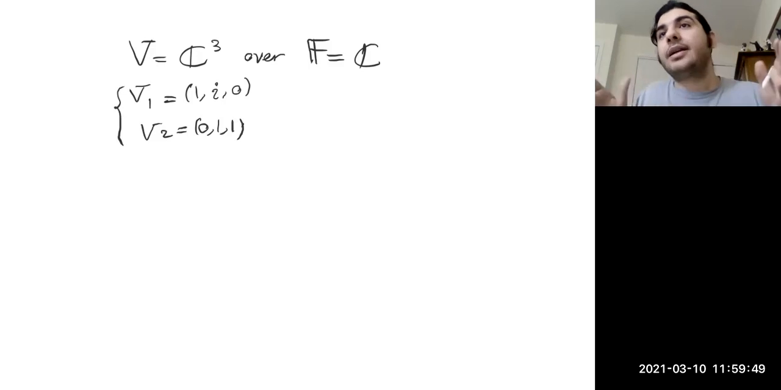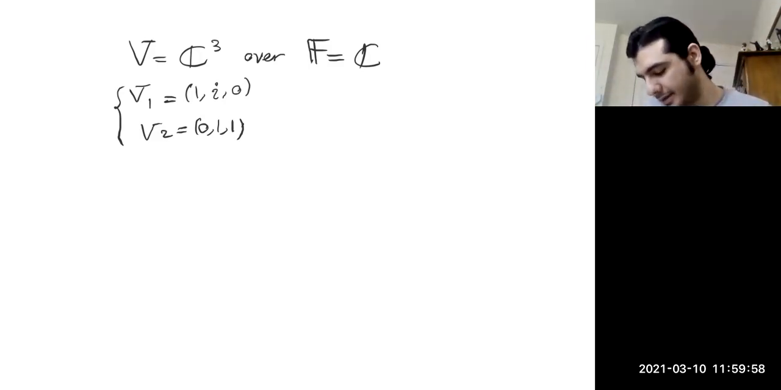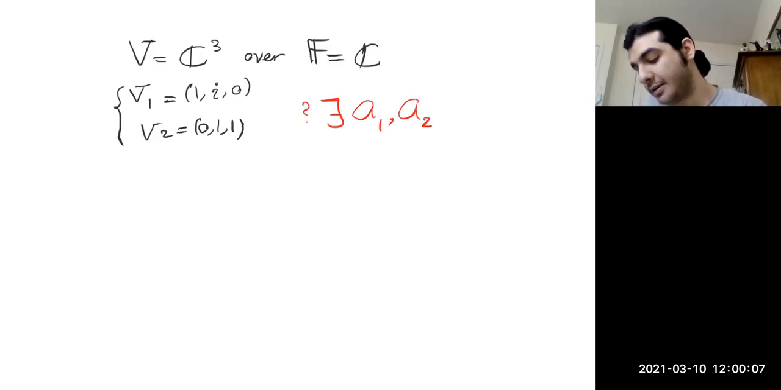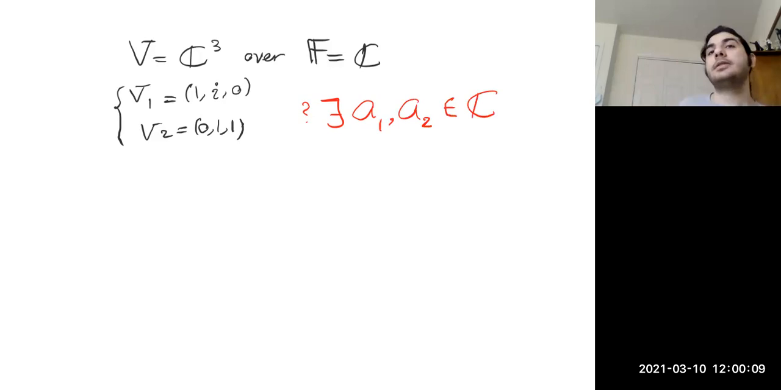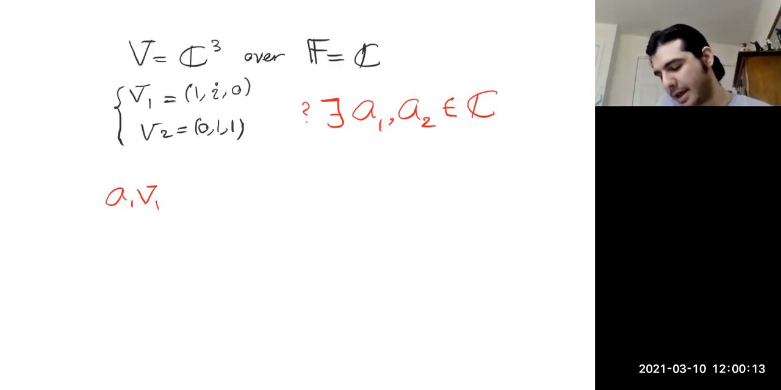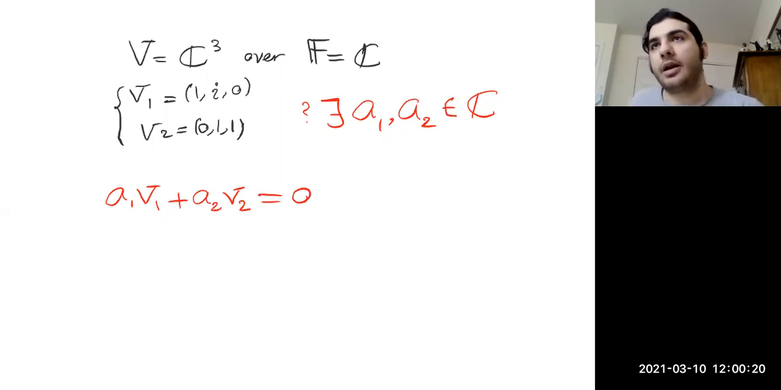So is there any relation between these two vectors? Is there any linear relation between these two vectors? What do I mean by that? Can we find two elements A1 and A2 in the field, which here is the complex numbers, such that A1 V1 plus A2 V2 is equal to 0? Do we have such a thing or not?